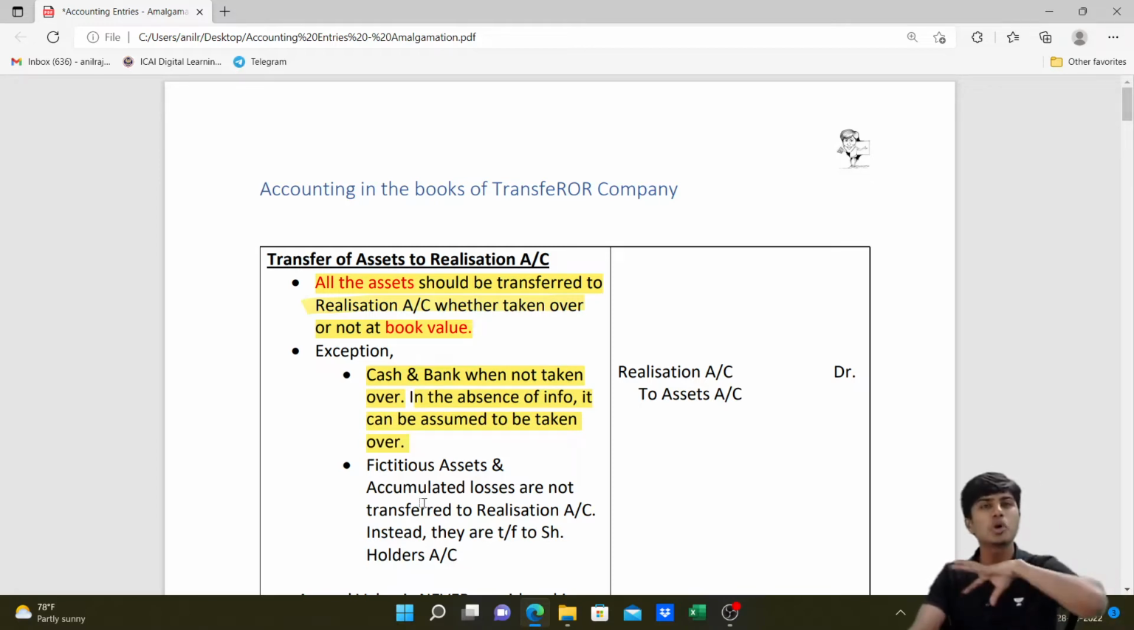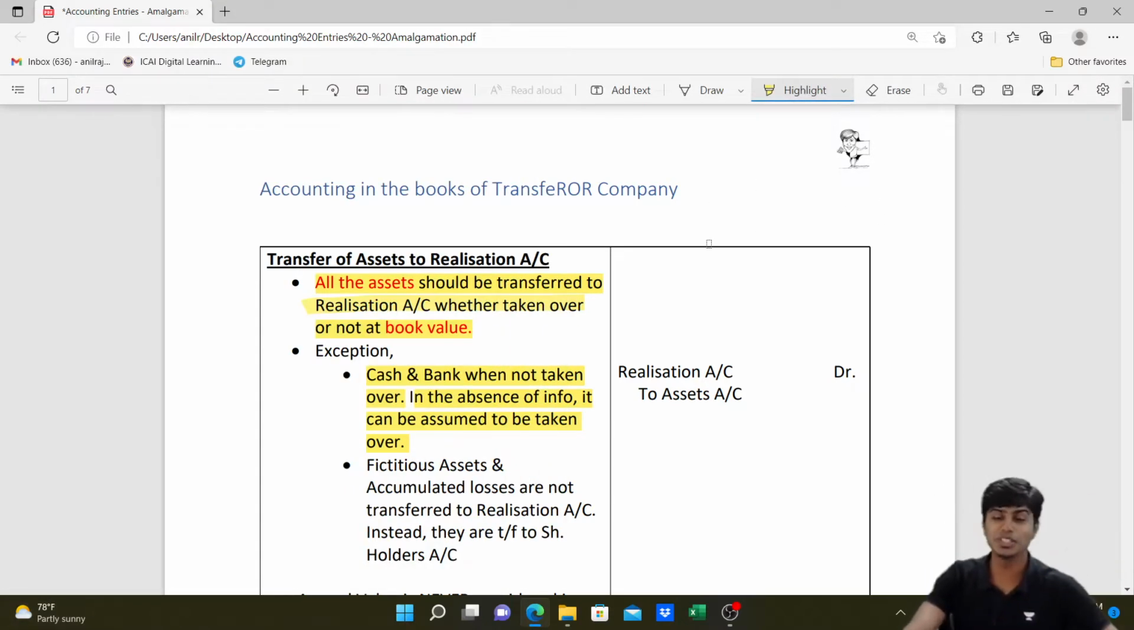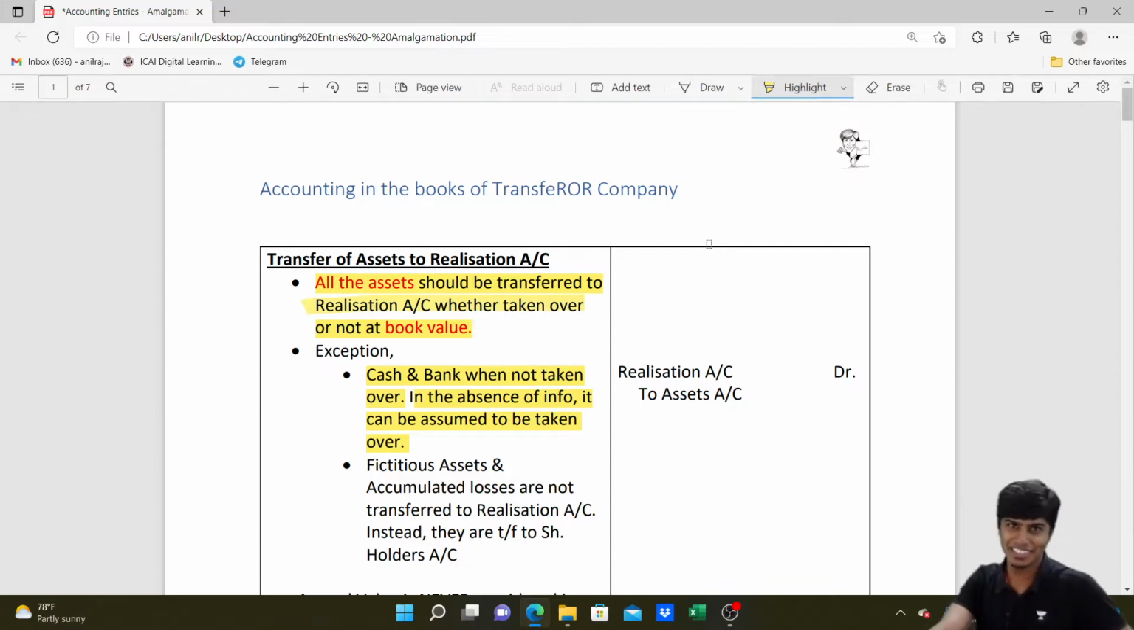See, the PDF is comprehensive. It will tell you everything: when to do, what to do, if not mentioned in the question then what to do, if it's mentioned in the question then what to do. Everything will be told in detail in the PDF.